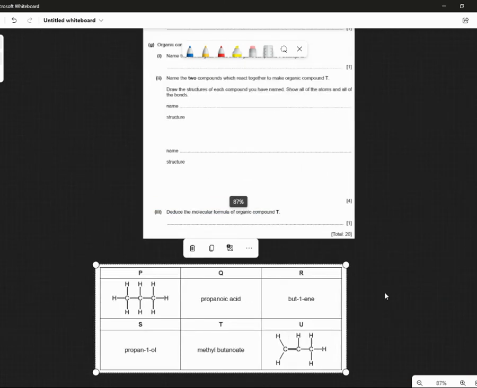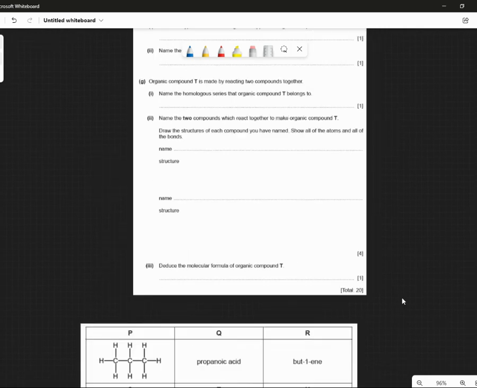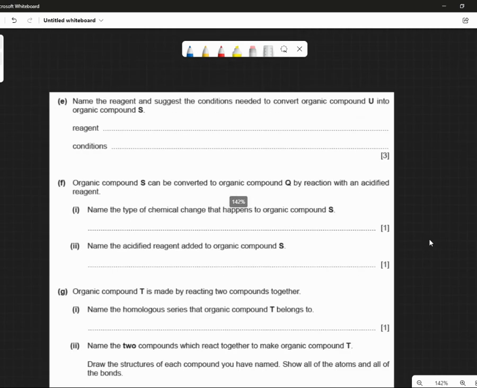Now let's make this smaller. Let me see. U is that. S is propanol. So obviously I have to add water to that, don't I? That's how you convert an alkene into an alcohol. So the reagents are, we need H2O. That's the only reagent we need, water. And we need the propene as well. What are the conditions? 200 degrees C, and we use a phosphoric acid catalyst. They're the conditions.